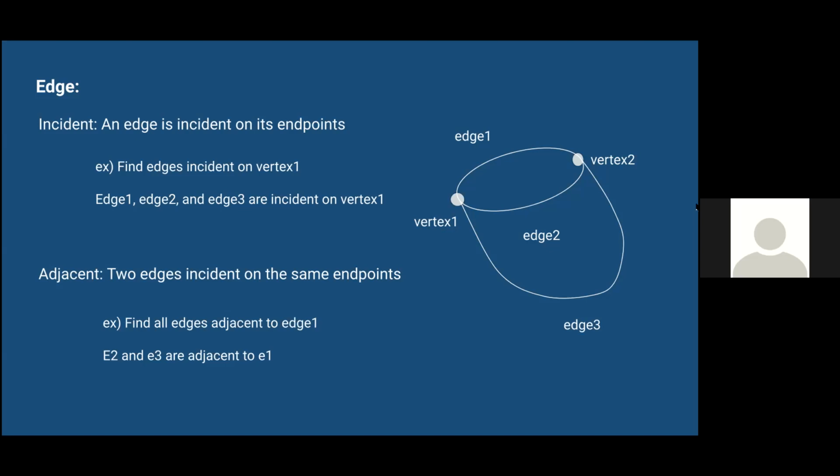The fourth term is adjacent. Two edges incident on the same endpoint are called adjacent. For example, if a question is find all edges adjacent to H1 in the graph on the right, the answer is E2, I mean, H2 and E3 are adjacent to H1. Next page, please.